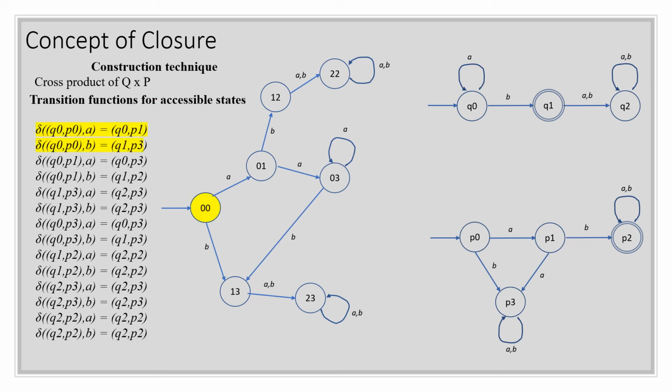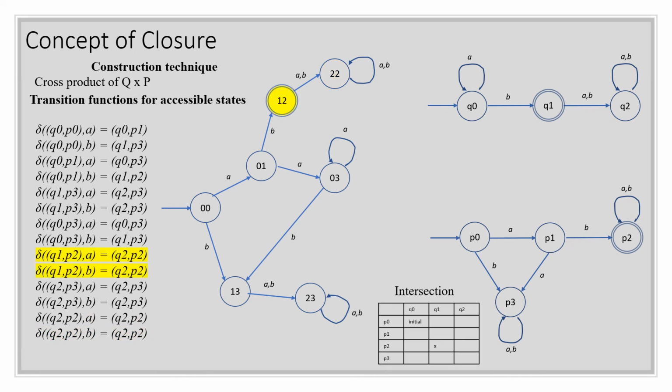So going through the states again: 0,0. With an A, we go to 0,1. With a B, we go to 1,3. With a B, we go to 0,3. Then we have our state 1,2. We have our state 2,3. And we have our state 2,2.